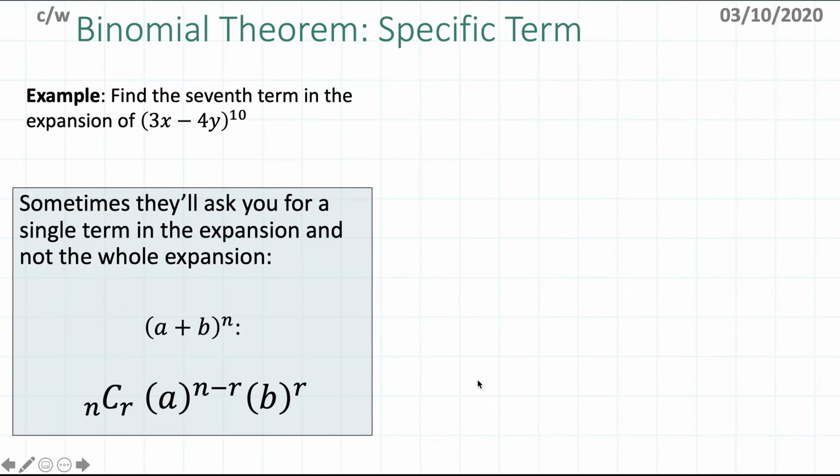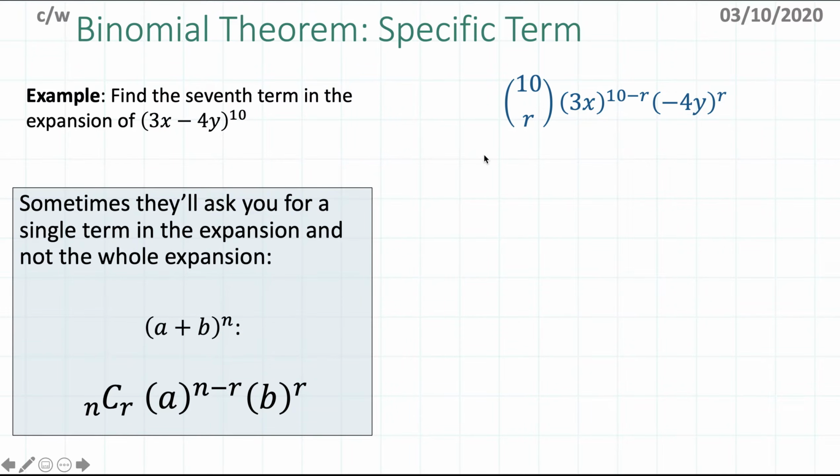So let's say we have this. Find the seventh term in the expansion of (3x minus 4y) to the power of 10. Notice how it's to the power of 10. If you spend time expanding it, it's just going to take too long. So we want to use the clue of the seventh term. First let's write it out. We're going to use this theorem and write it out.